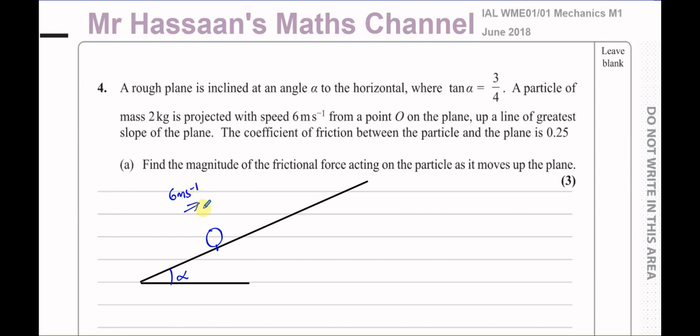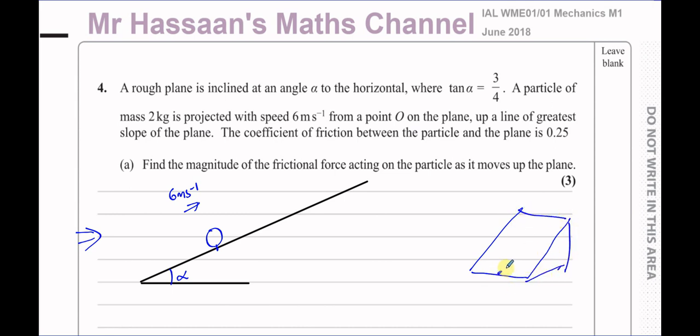Okay, it's saying that the coefficient of friction between the particle and the plane is 0.25. So it's a rough plane. And what is all this stuff about up the line of greatest slope, what does that mean? Well, if we're looking at this ramp from this angle, maybe at a slight angle, what you'll see in front of you is something that's kind of like this. It's going upwards. That's the plane.